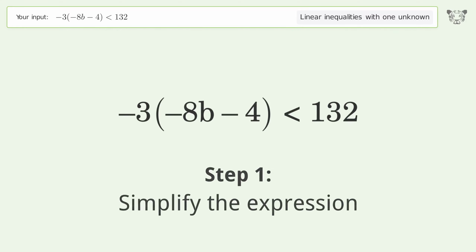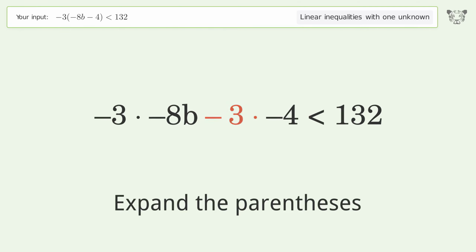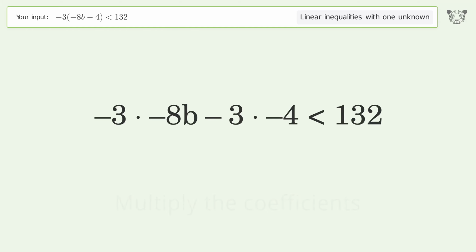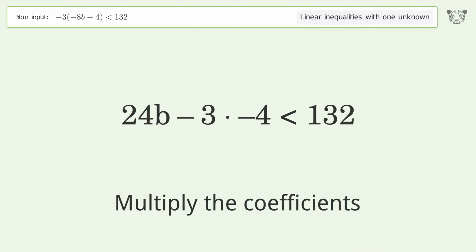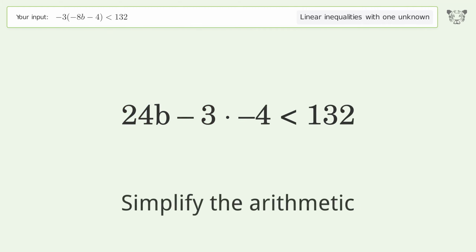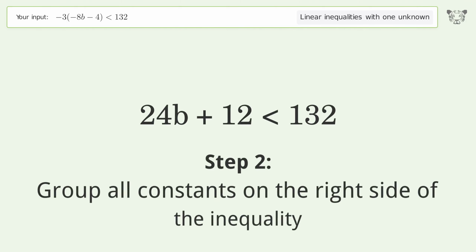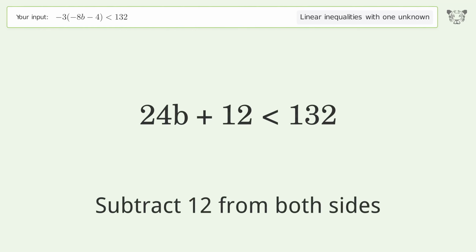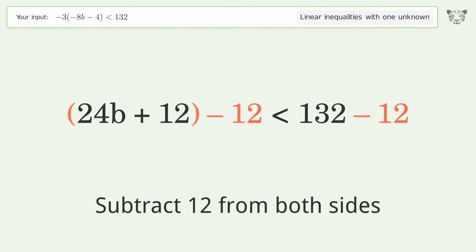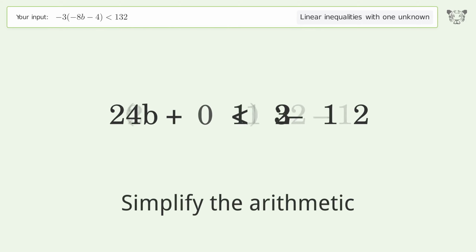Simplify the expression. Expand the parentheses. Multiply the coefficients. Simplify the arithmetic. Group all constants on the right side of the inequality. Subtract 12 from both sides. Simplify the arithmetic.